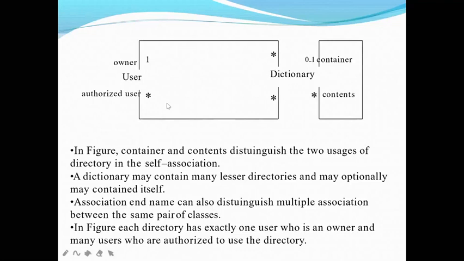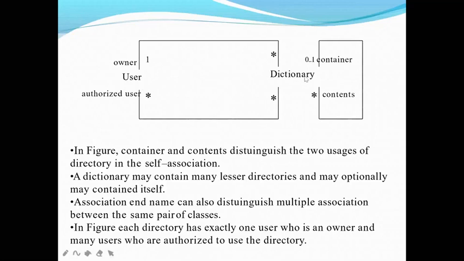So how has this example been built up? The user is there, the dictionary is there. These two are the classes. This user has the association end names, that is your owner and authorized user. Also it has some link in between, where there will be one owner who will have multiple authorized users. So this one is a one to many relationship.